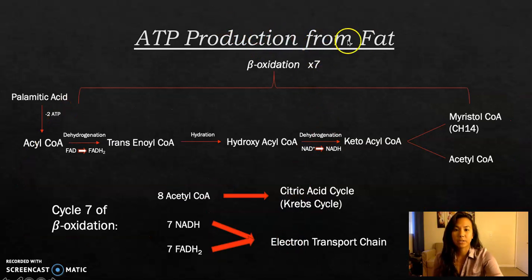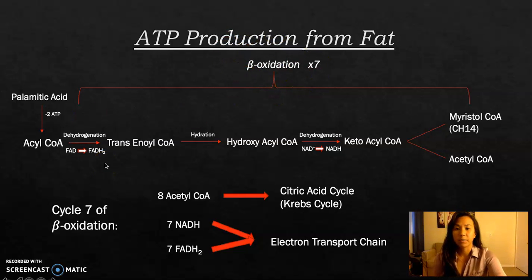Now ATP production from fat is quite different. To begin, we'll start with the fatty acid, in this case palmitic acid, and in order for that to be activated, 2 ATPs must be released in order to create acyl-CoA. Now, once this fatty acid converts to acyl-CoA, it will go through a series of processes cumulatively called beta oxidation.